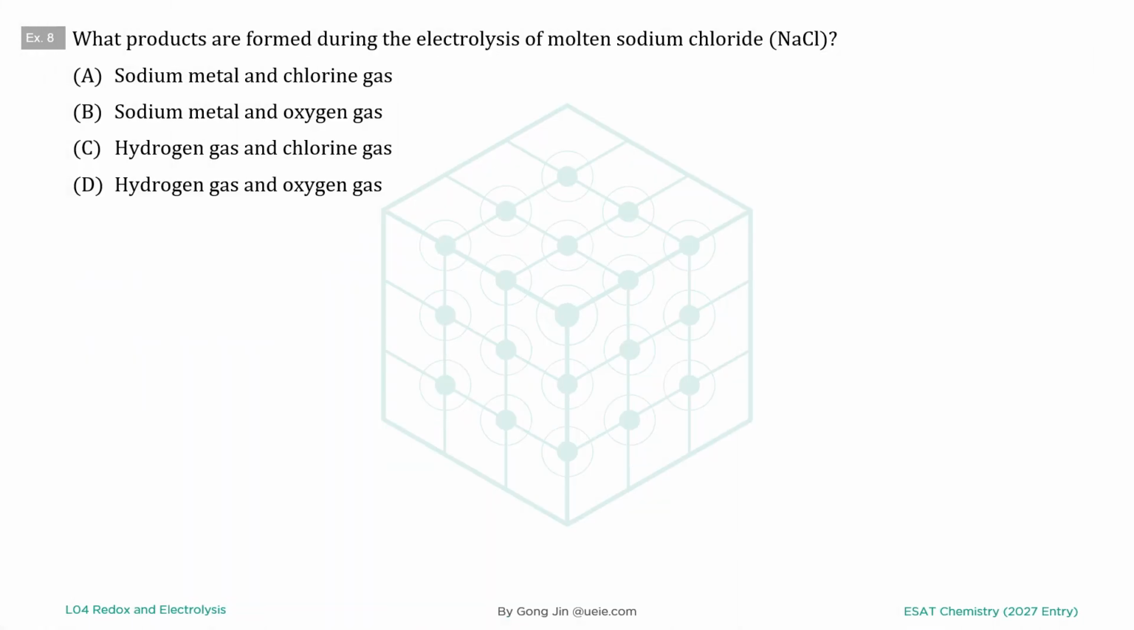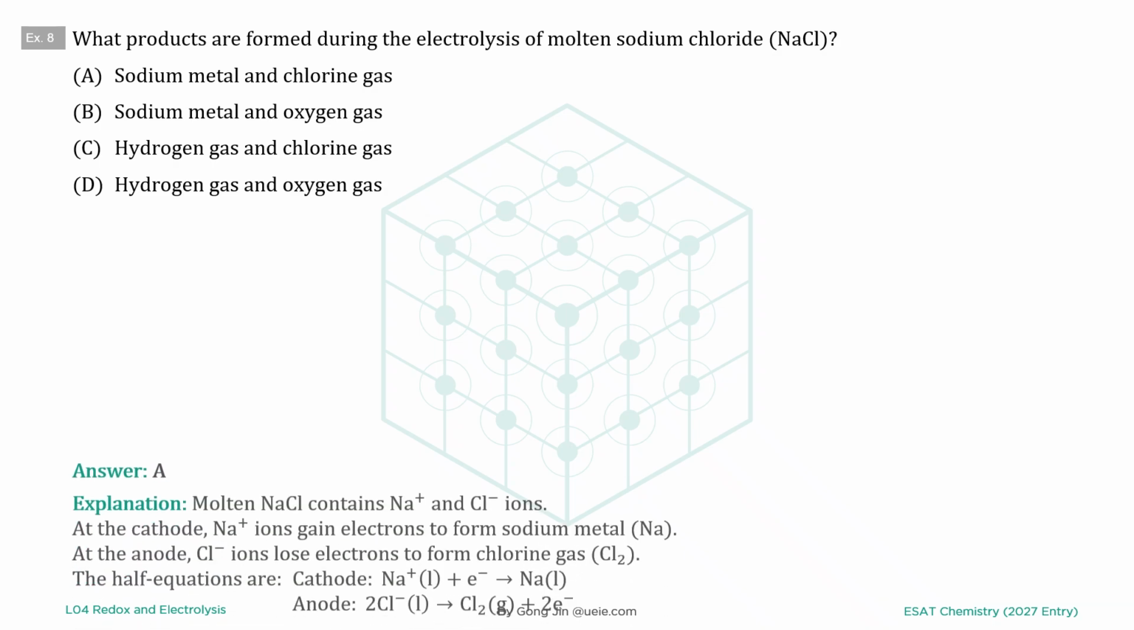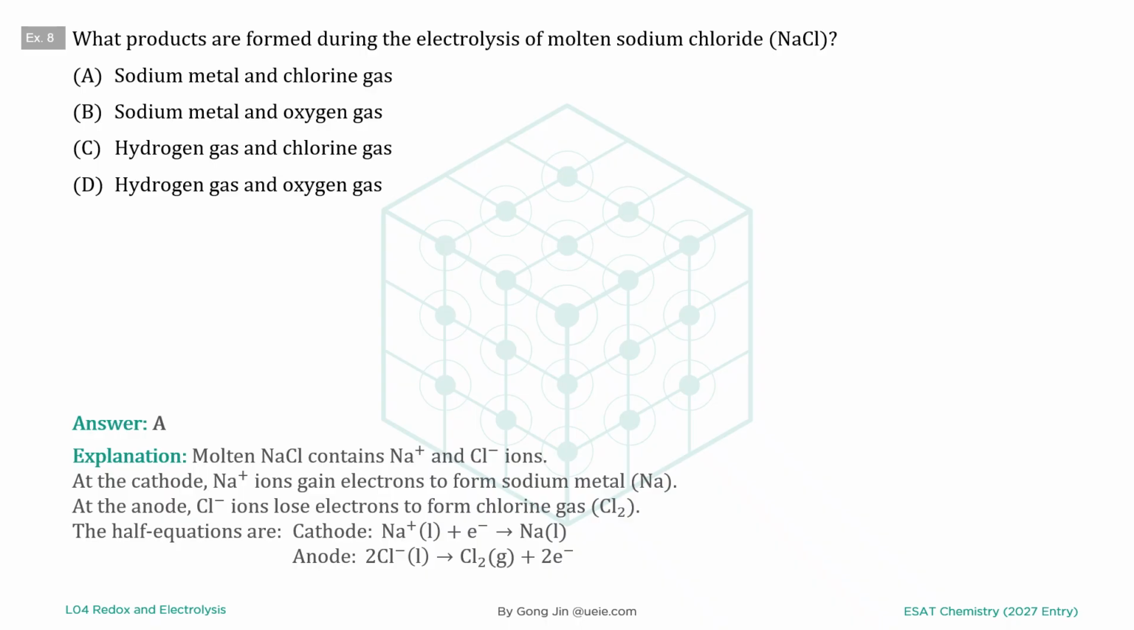Let's test your understanding with a quick question. What do we get when we electrolyze molten sodium chloride? Think about the ions present, sodium ions and chloride ions. At the cathode, sodium ions gain electrons to become sodium metal. At the anode, chloride ions lose electrons to become chlorine gas. So the answer is A, sodium metal and chlorine gas. That's how we produce sodium industrially.